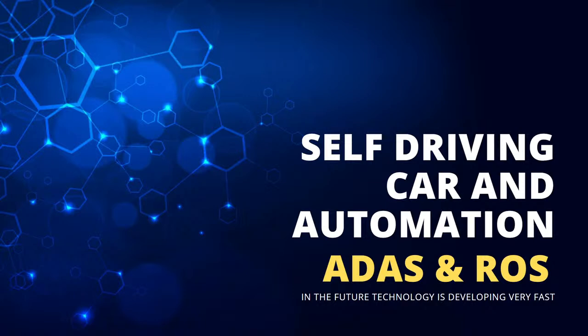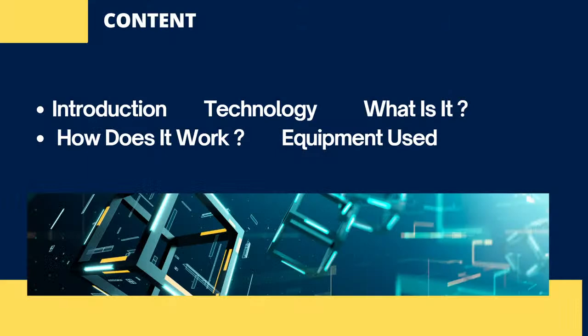We can see this as a small part of autonomous car development. A self-driving robot is a very simple system compared to an autonomous car, but it uses the same kind of ideas. So we can use it as a starting point for learning self-driving cars and automation. What are the contents that we are going to see here? In the introduction: technology, what it is and how it works, and equipment used. We'll see all these different things here.